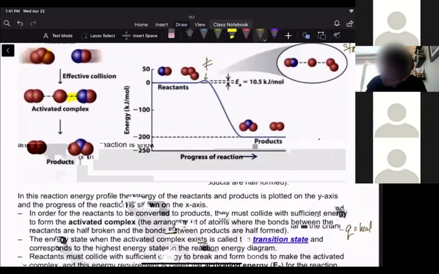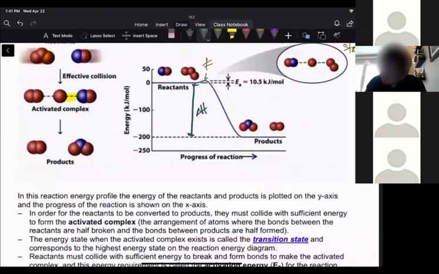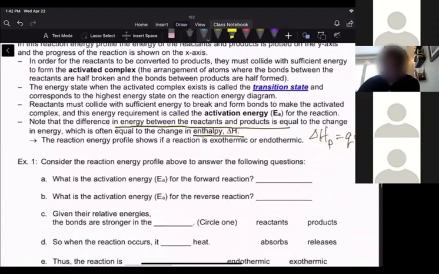That's going to be the difference between, in this case, we're going to do products minus reactants. So this is going to be heat released. So it's going to be a negative value and it's going to be exothermic. Right? Does that make sense? That's what they're asking down here.